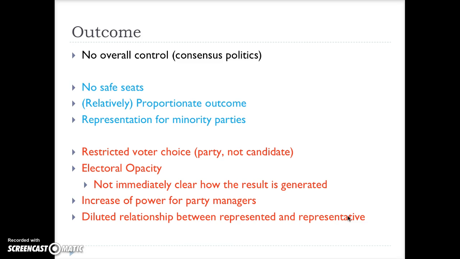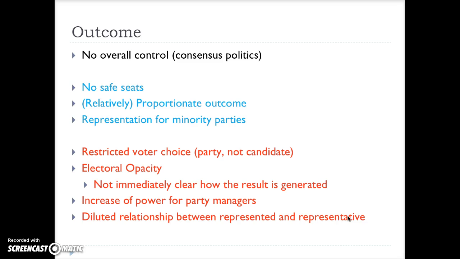In terms of bad things, there's restricted voter choice: you can't choose your candidates, you can only choose a party. There's electoral opacity. That means it's not immediately clear who your vote went to. When you go into first past the post, whether your vote works or whether it fails, you know who you voted for. In this one, you're not entirely clear who got your vote. It's not entirely sure which candidate really won your vote. So there's a degree of opacity there. It's not immediately clear how the result is generated and who you voted for.